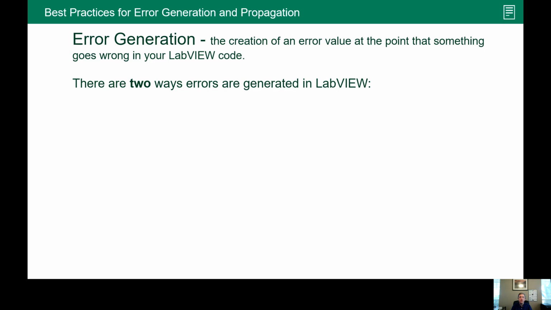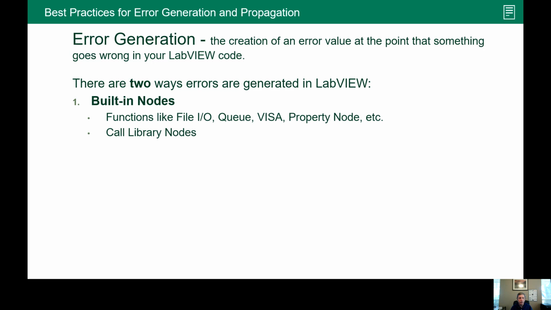So as I mentioned before, error generation is the creation of an error value whenever something goes wrong in your LabVIEW code. And there are only 2 ways that error values are generated in LabVIEW. One of those is with built-in nodes. So if you've got an open/create/replace file function and you pass it a relative path, something that can't be written to, that function is going to return an error on its error output. Similarly, if you're calling DLLs with call library nodes and you do something wrong in the way you've set up the parameters of the DLL call, or if you pass in values that don't make sense once they get to the DLL, it might return a value that corresponds to some sort of error.